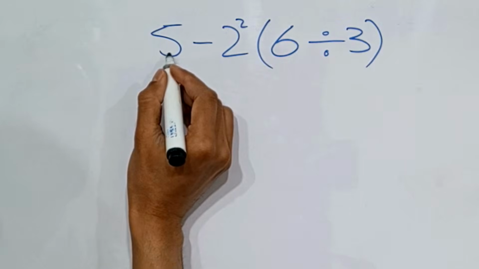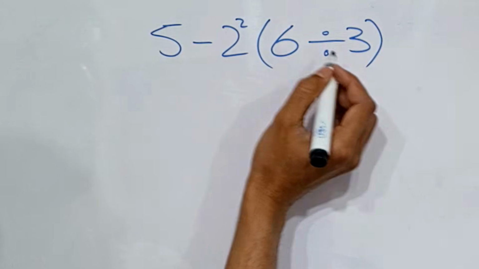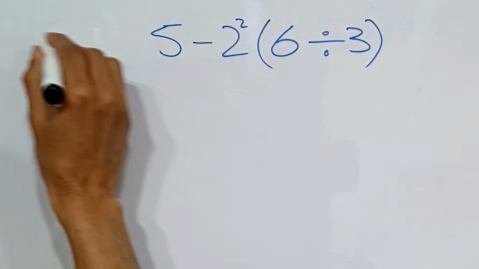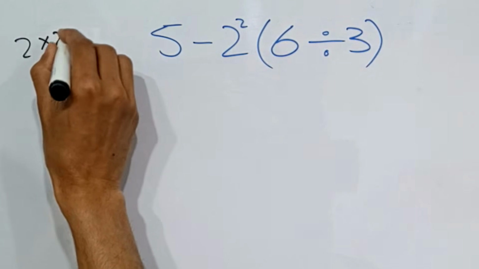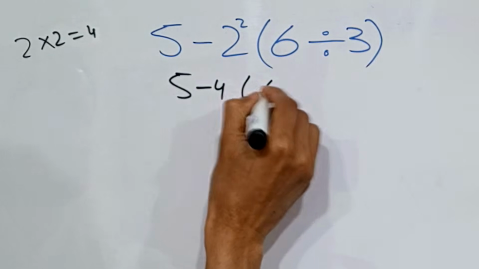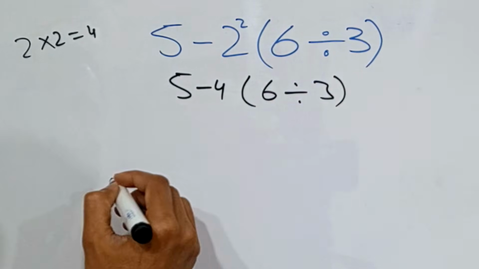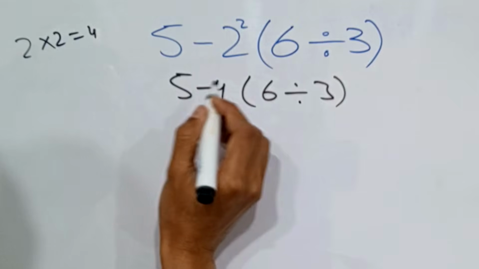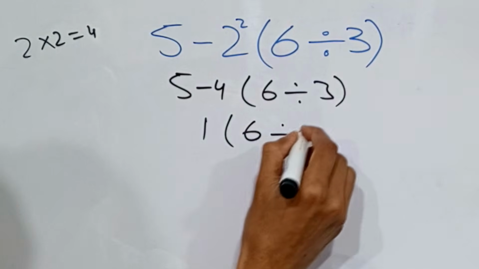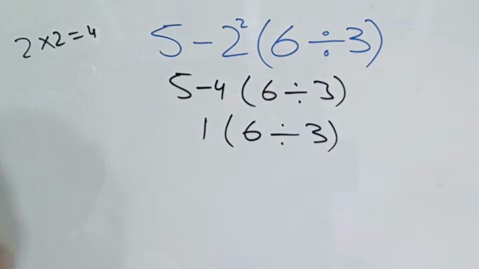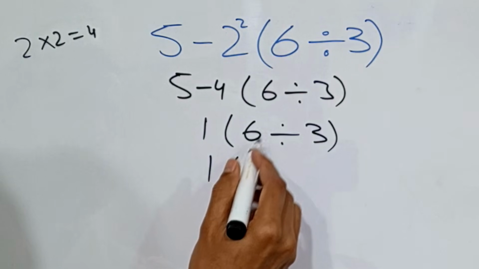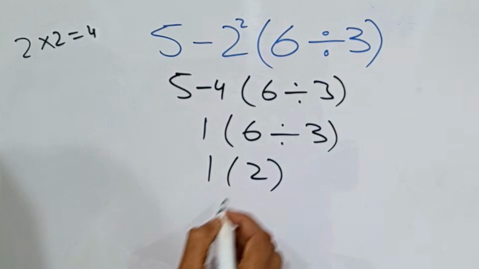Hey guys, we have 5 minus 2 squared, 6 divided by 3. 5 minus 2 squared, 2 squared means 2 times 2 equals 4, right? So 5 minus 4, 6 divided by 3, right? Now 5 minus 4 equals 1 and 6 divided by 3 equals 2.